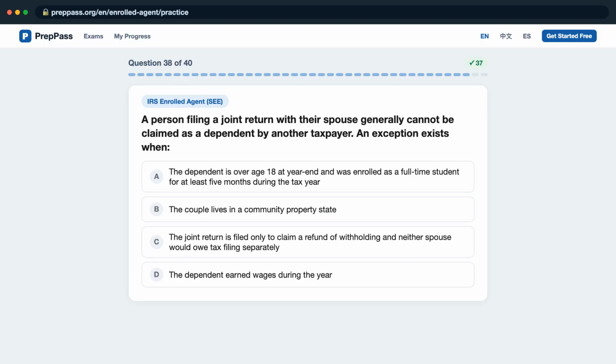Question 38. A person filing a joint return with their spouse generally cannot be claimed as a dependent by another taxpayer. An exception exists when, is it A, the dependent is over age 18 at year-end and was enrolled as a full-time student for at least 5 months during the tax year? B, the couple lives in a community property state? C, the joint return is filed only to claim a refund of withholding and neither spouse would owe tax filing separately? D, the dependent earned wages during the year?